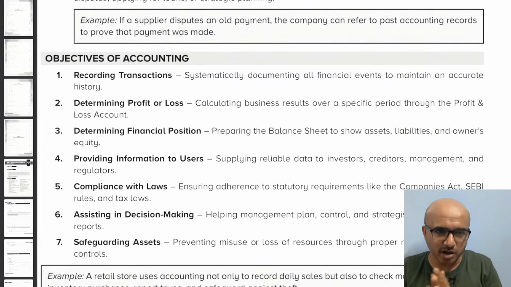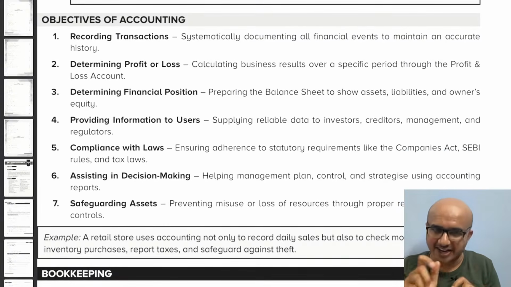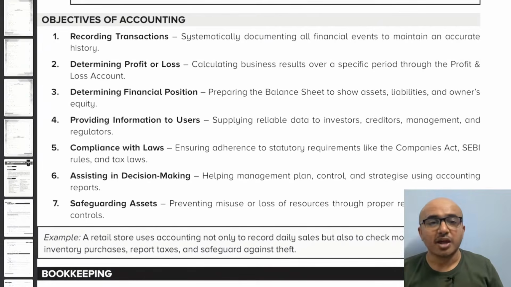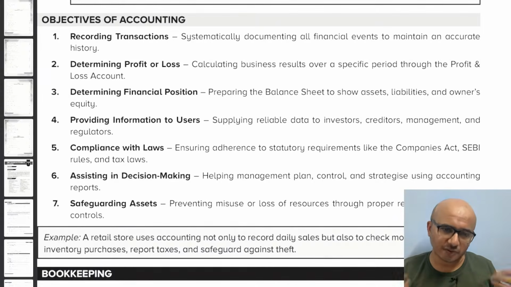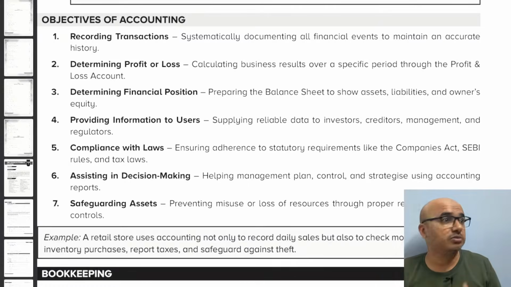So let us look at the next part, which is the objectives of accounting. What are these objectives? Again, there is some repetition here too. Let's see what it is. Recording of transactions. Of course, the most important objective. We will not go in detail there. We have already seen what that recording is, journal, ledger, etc. Determining profit or loss, calculating business results over a specific period. Of course, after recording, we want to know whether the company has earned profits or incurred losses. Determining financial position. This is regarding the balance sheet, like who owes us, to whom do we owe, what are our assets, what are our liabilities, what is the capital, etc. Share capital if it's a company.